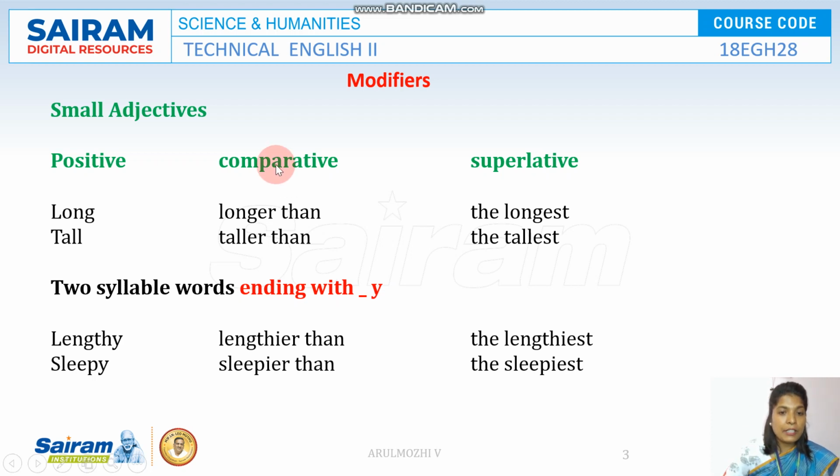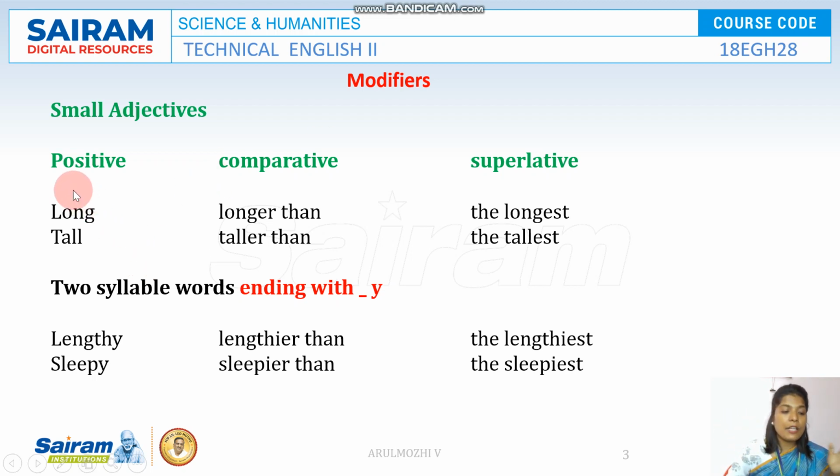But in comparative degree, we say that this school is bigger than that school. So here we compare one school with the other school, or this school is bigger than the schools I have seen. Here you compare one school among many schools. And in superlative degree, you say that this is the best among all schools I have seen. Here you go to an extreme level.